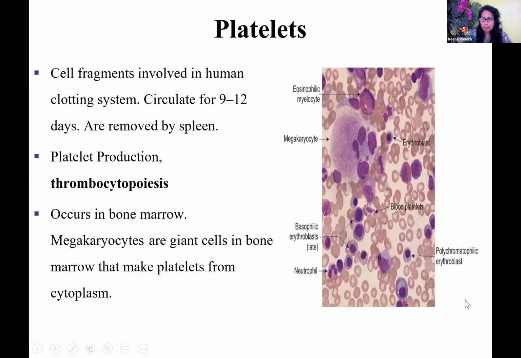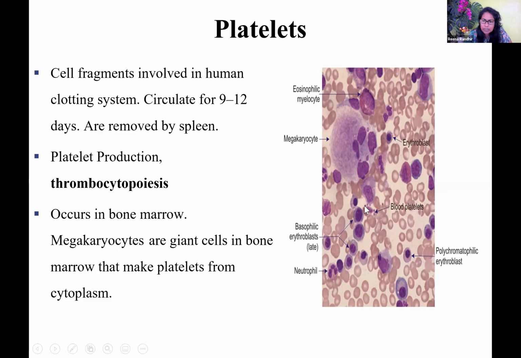The third formed element is platelets or thrombocytes. They play a huge role in blood clotting in our body. So anytime there's damage to the arteries, they will form a blood clot and seal it so that you don't lose blood. They circulate in our blood for 9 to 12 days, and they are recycled in the spleen.